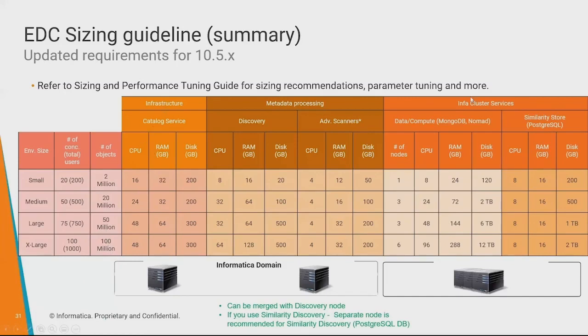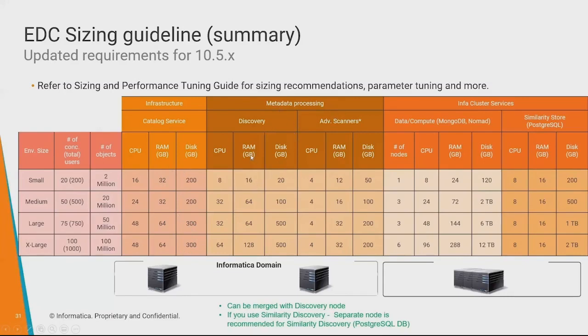And then you will see that these are the three prime sections: infrastructure node, metadata processing node, and infra cluster service. So the infrastructure node is where you will house your catalog service, cluster service, all your domain components like model repository services and all domain services too. And we have shown the CPU, which we expect to have on that server, the RAM and the storage. And this changes across, right? I mean, when you move up the sizing.